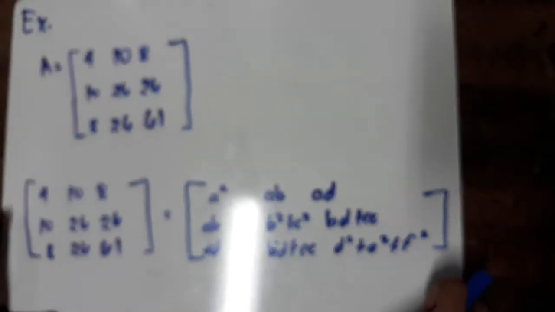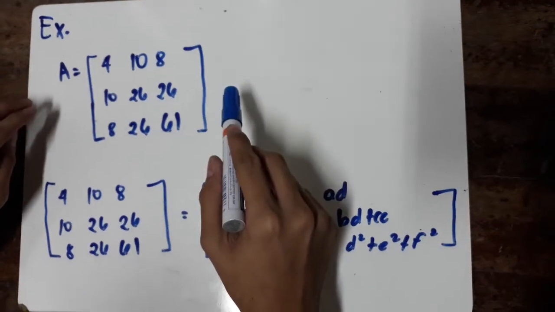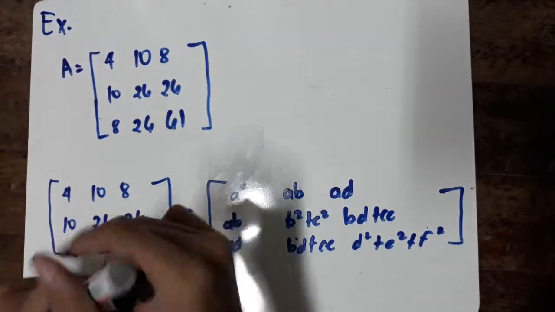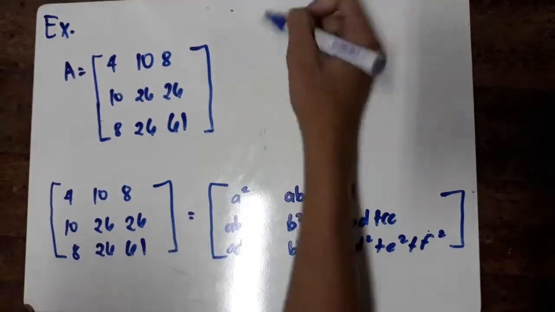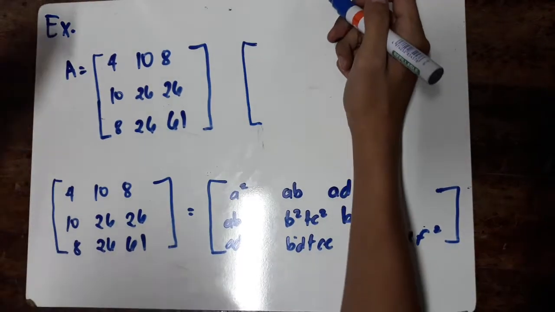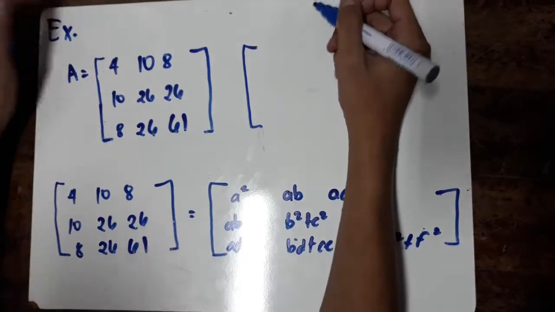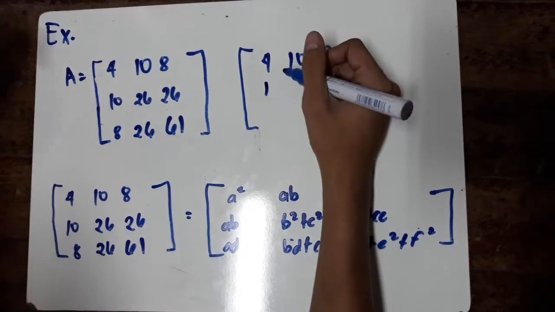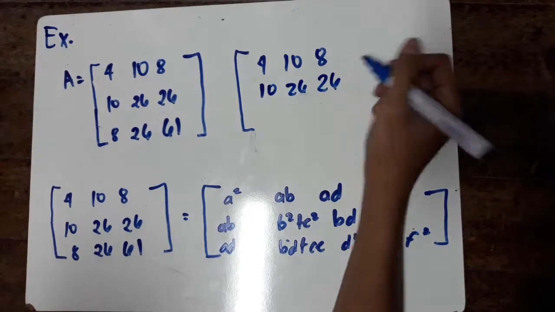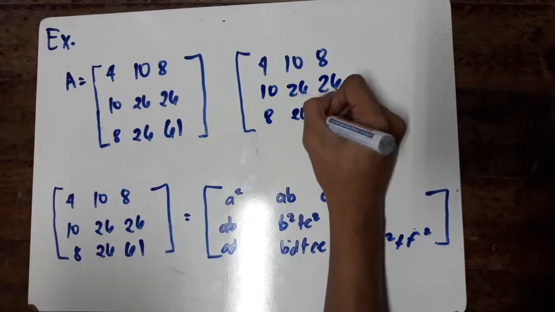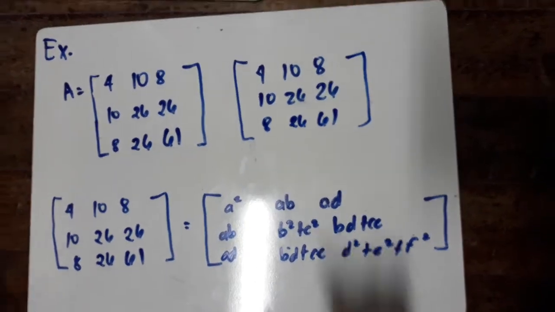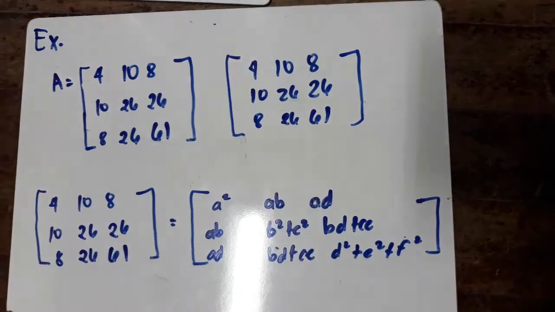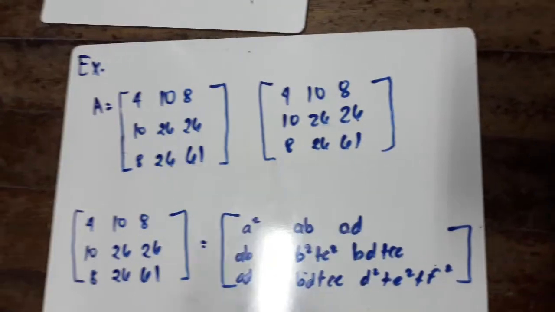So let's have an example. This is our matrix: 4, 10, 8, 10, 26, 26, 8, 26, 61. Our first step is we need to find its transpose. Its transpose is, we will make the columns into rows. So 4, 10, 8 will become our first column, then our second column is 10, 26, 26, and our last column is 8, 26, 61. As we can see, the matrix and its transpose are the same as each other, so we can say that this is Hermitian.